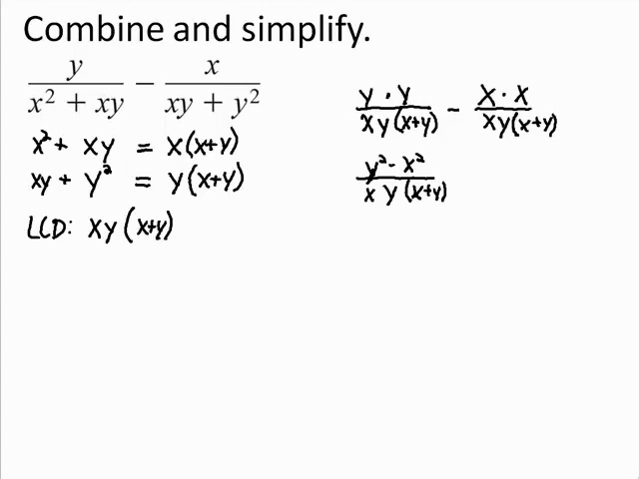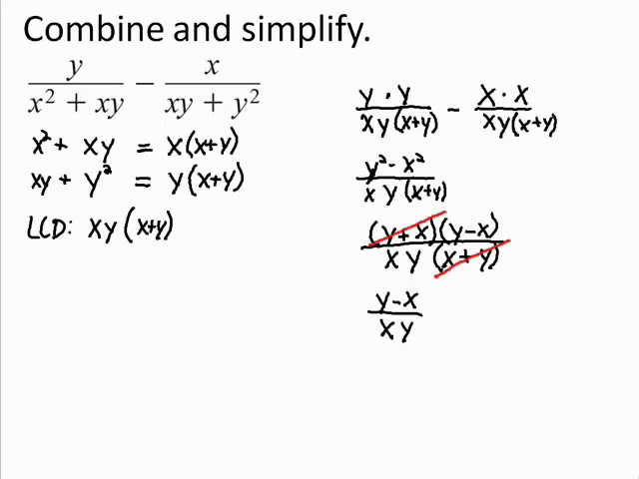Y squared minus x squared factors into y plus x and y minus x. The quantity y plus x times the quantity y minus x divided by x times y times the quantity x plus y. The quantity y plus x and the quantity x plus y cancel out. You are left with y minus x divided by the quantity x plus y.